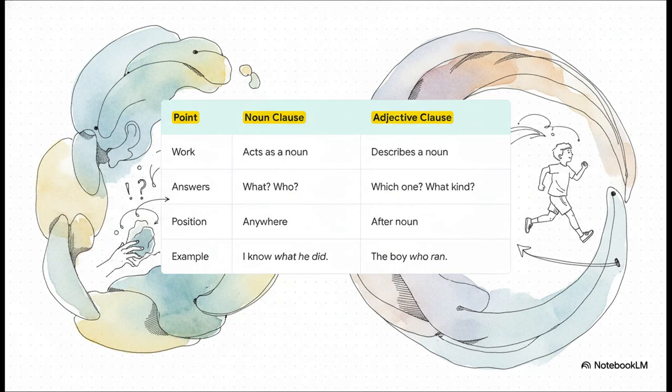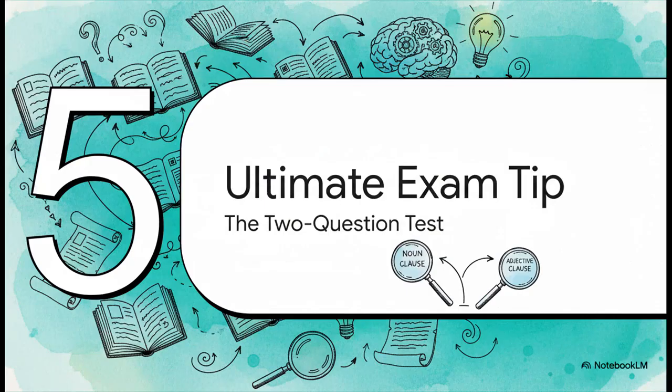First, look at their work. One acts, the other describes. Then, think about the questions they answer. A noun clause answers what or who, but an adjective clause answers which one or what kind. And this is a big one, position. An adjective clause almost always has to come right after the noun it's describing. Okay, let's wrap all this up into the single most important takeaway from today. This is your ultimate tip, the thing you can use on any test, in any situation, to get this right every single time.